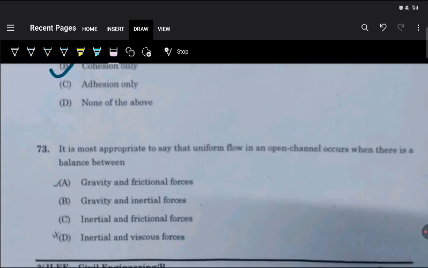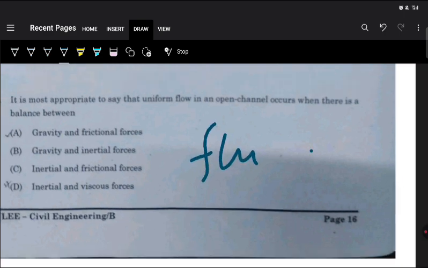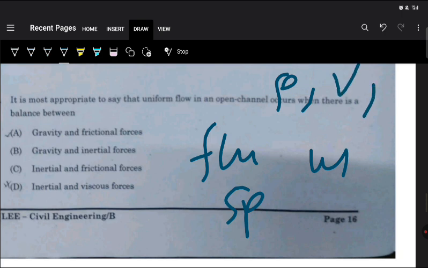So it is the most appropriate to say that uniform flow in an open channel flow occurs when there is a balance between. So what is uniform flow? Uniform flow is the flow where the fluid properties do not change with respect to space, okay. With respect to point or given location, fluid properties like density, velocity, okay, discharge, these things are not changing with respect to place. That is called our uniform flow.